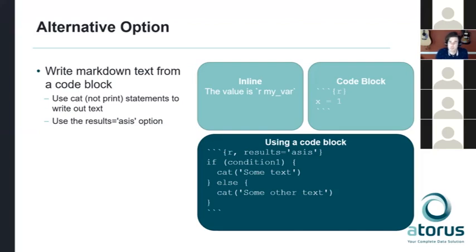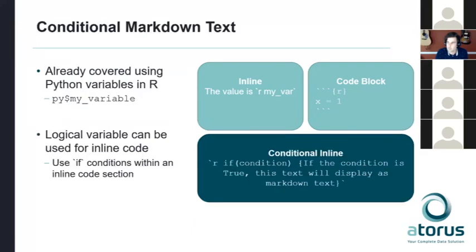The results equals as is basically tells it, present this like you would see it if it was a text string or whatever you're trying to put out there. And the cat, not print, will print it out nicely. We'll put it out there nicely to be able to see it.